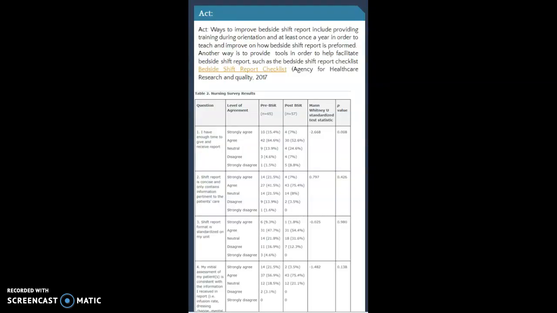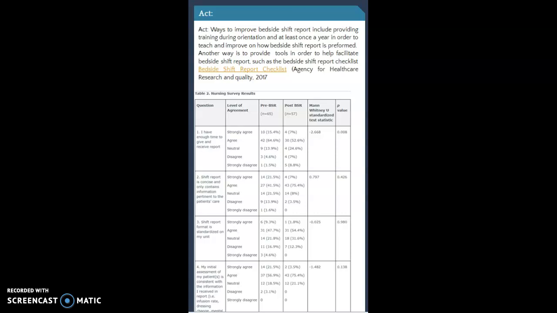Ways to improve bedside shift report would be providing training or orientation, or having at least one yearly training of bedside shift report that all staff would attend throughout the year. You could also teach on ways to improve bedside shift report, which could be done both at orientation and on these yearly trainings.